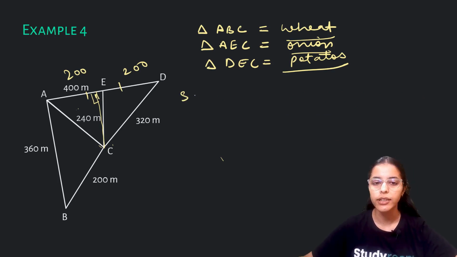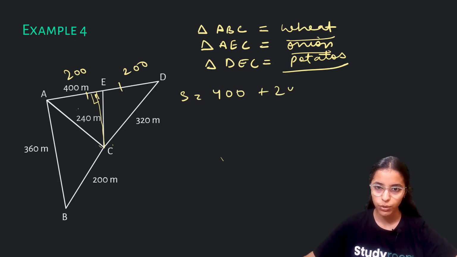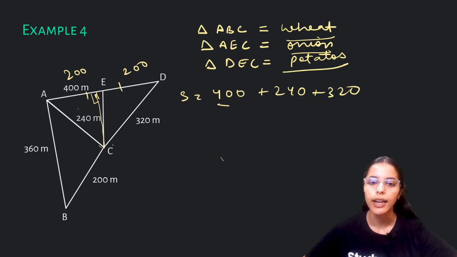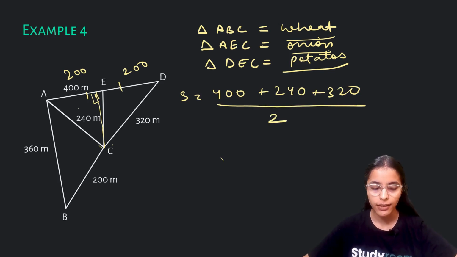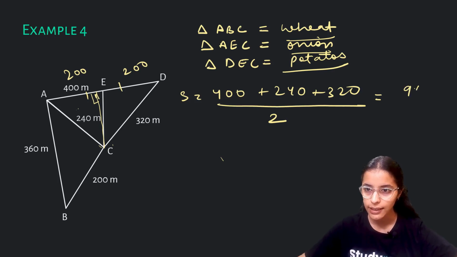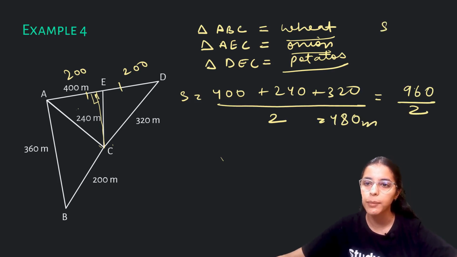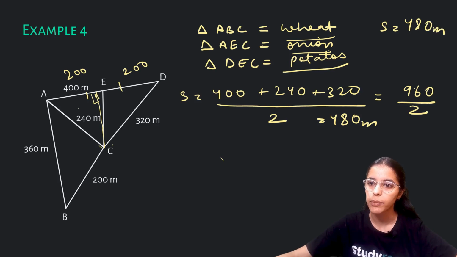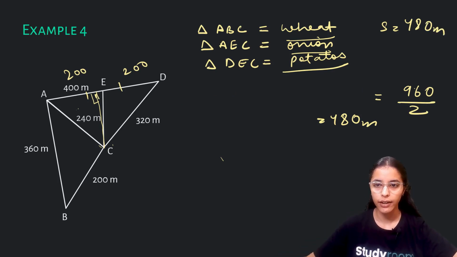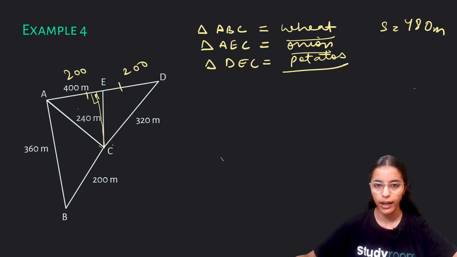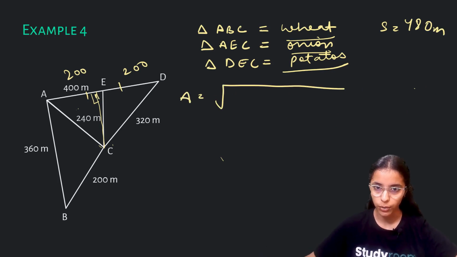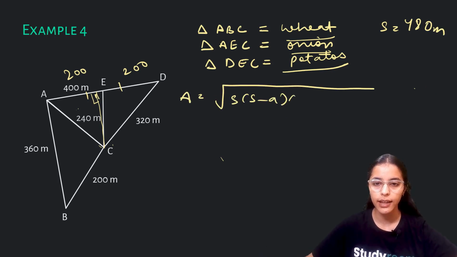Now first let us find out the semi-perimeter, which will be 400, since this side is 400, plus 240 plus 320. Let us divide by 2. Once we divide by 2, we'll get 960 by 2, which is 480 meters. So our semi-perimeter is coming up to be 480 meters. Now let's directly apply Heron's formula and find out the area of the triangle. So A is equal to under root S minus A, S minus B, and S minus C.